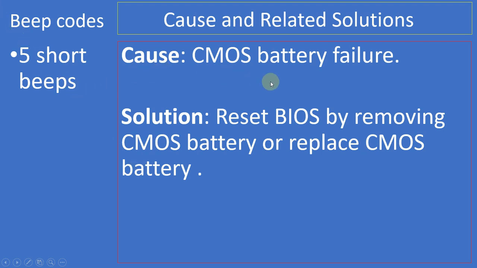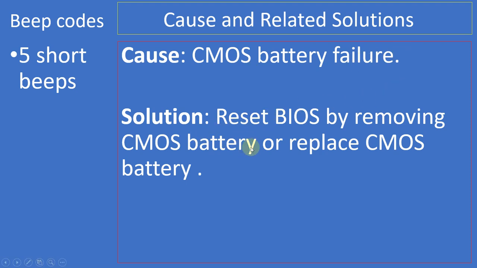5 short beeps. The cause is CMOS battery failure. The solution is to reset the BIOS by removing the CMOS battery or replace the CMOS battery. So when you hear 5 short beeps, it means the cause is that the CMOS battery has failed. So the solution is to reset the BIOS by removing the CMOS battery.